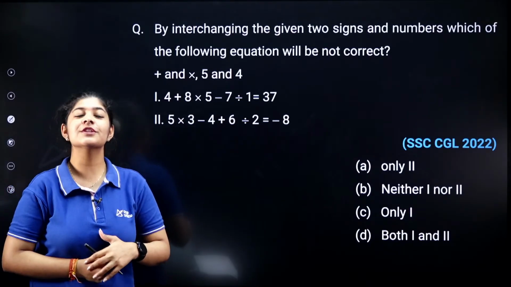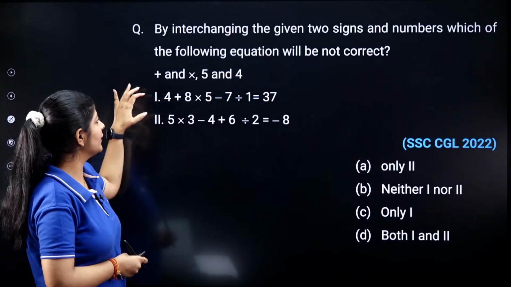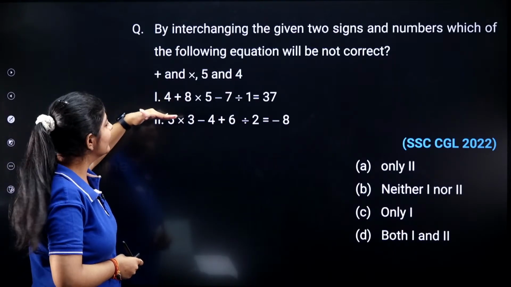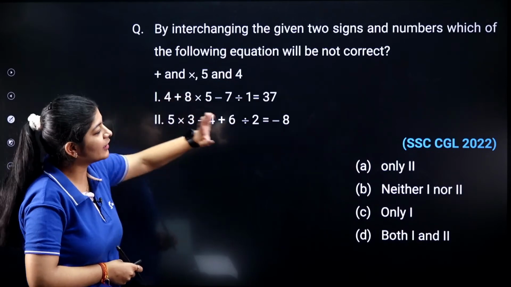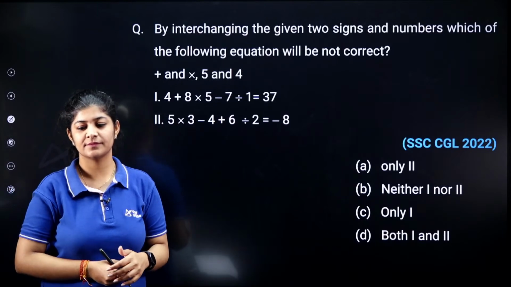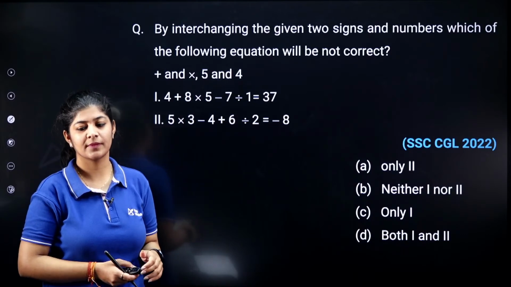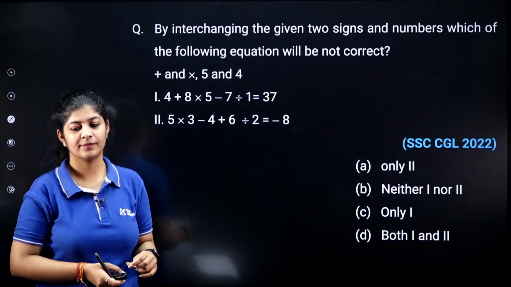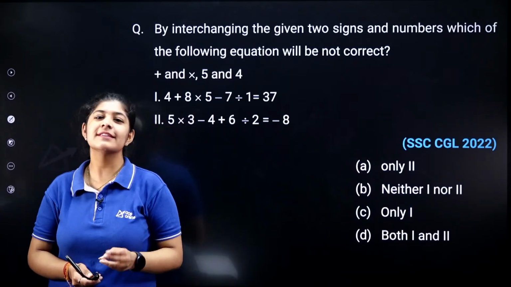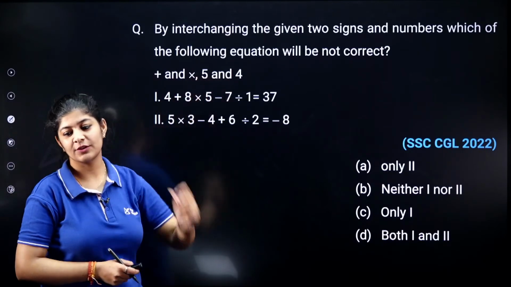What you need to do is interchange the signs first, and after that check both the statements, or both the equations. This is your equation number 1 and this is your equation number 2, and accordingly you need to answer. This is a very simple question. We need to interchange these signs and these two numbers.